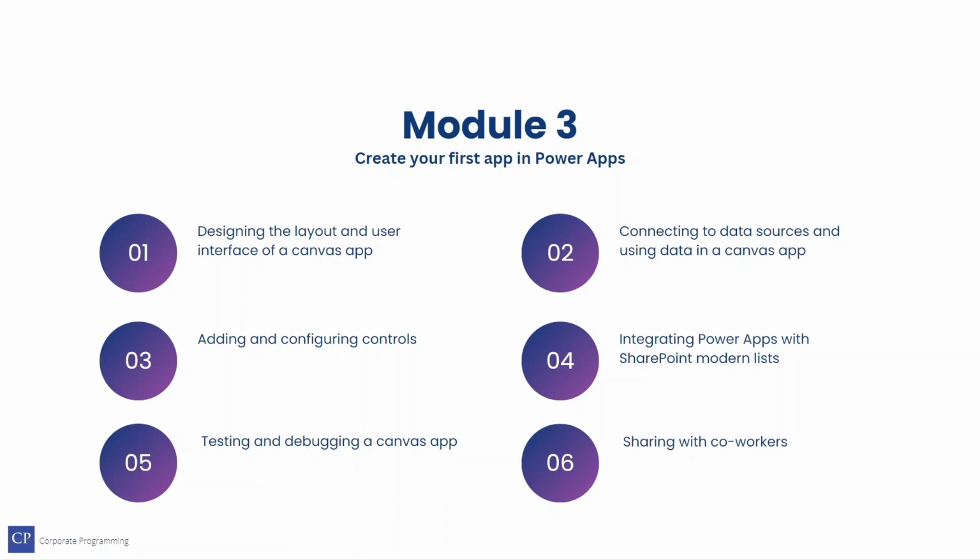Today we are going to cover Module 3 in this series. Module 3 is all about creating your first app in Power Apps, in which we are going to cover designing the layout and user interface of a Canvas app, connecting to data sources and using data in a Canvas app, adding and configuring controls, integrating Power Apps with SharePoint modern list, and testing and debugging a Canvas app. And we'll wrap up this module by demonstrating how we can share the developed app with our co-workers. So let's start it.